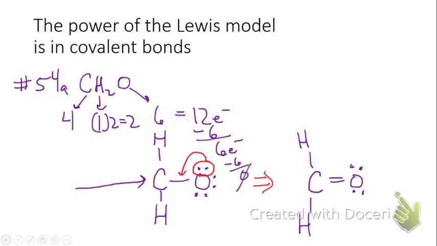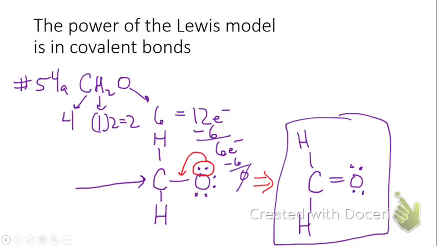And so now, if we count it, everything will have their octet. Oxygen has 2, 4, and then 6 and 8 from the bonds. Carbon has 2, 4, 6, 8 from the bonds. And then hydrogen just has 2 from the bonds. And that is perfect. That is the Lewis structure for CH2O.